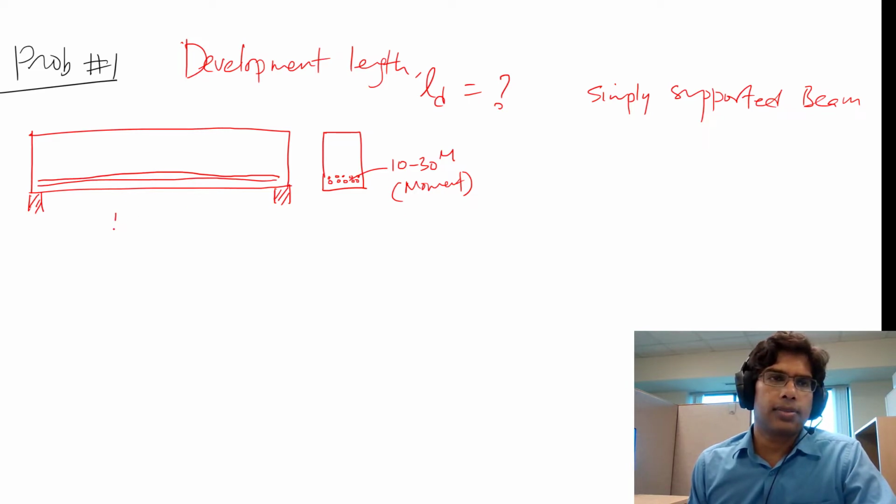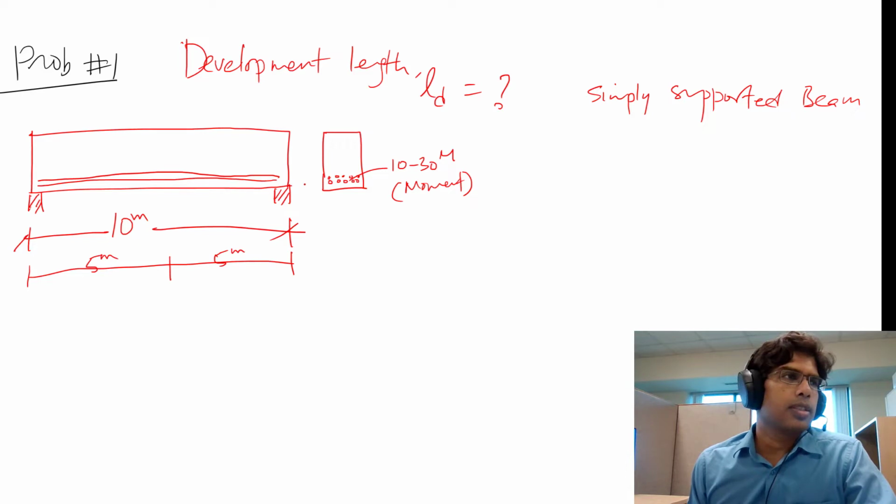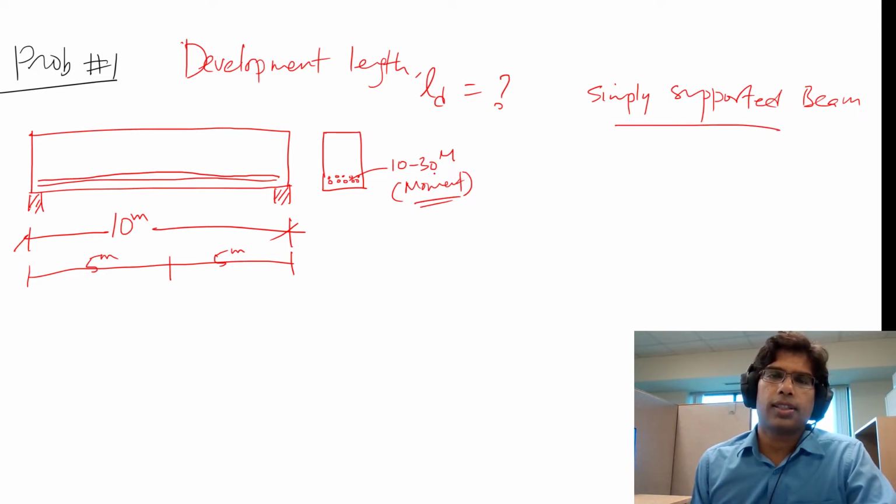And what else is given? The total span is 10 meters. So from the middle of the span, it's 5 meters, 5 meters. The question is, this is a simply supported beam, and for the moment it's sufficient to use these 10 30-millimeter bars, and the total span is 10 meters. What is the development length for the steel rebar, so that it can develop sufficient strength?